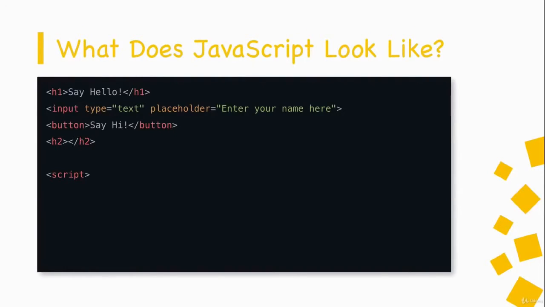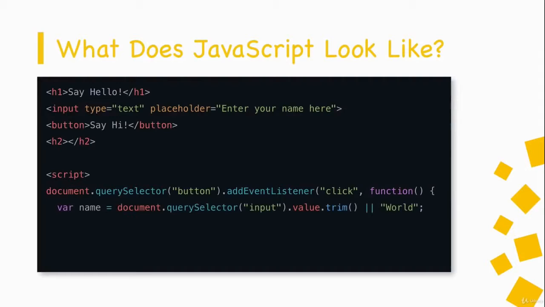So what will we write here exactly? We will define some code such as document.querySelector('button').addEventListener('click'), and then we'll define a function where we create a variable called name and then assign it the value document.querySelector('input').value.trim() or the string "world".